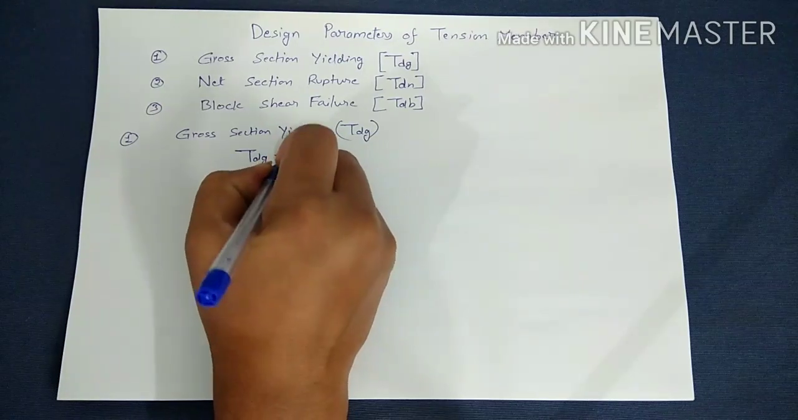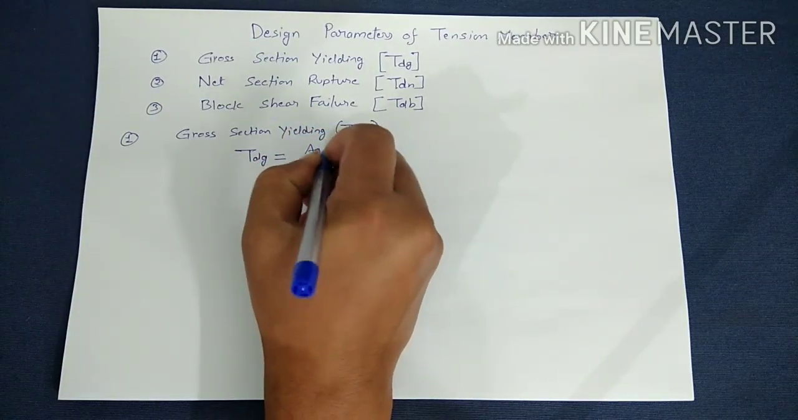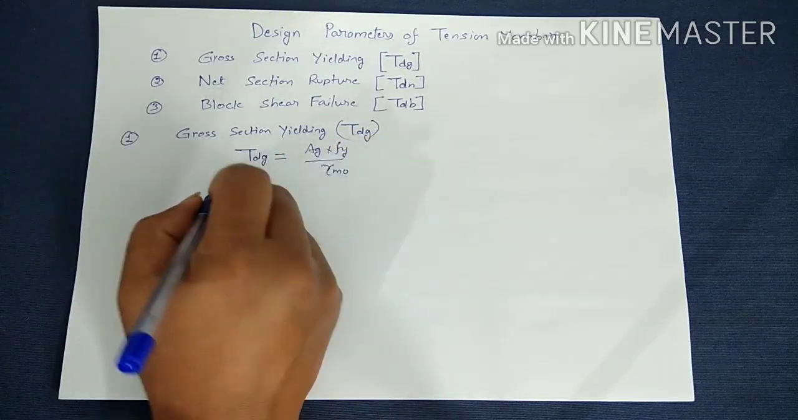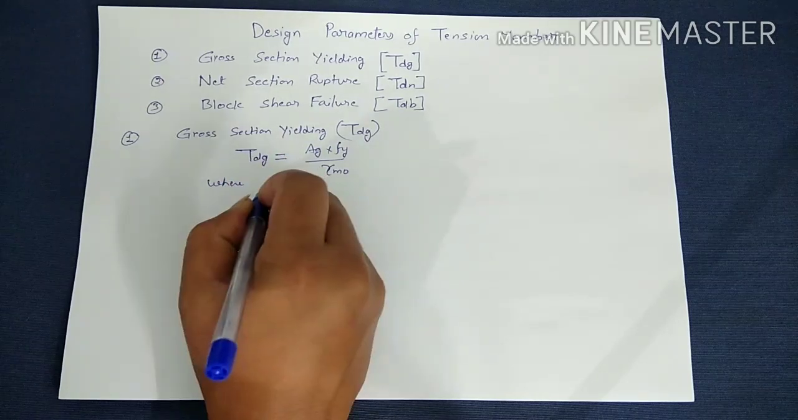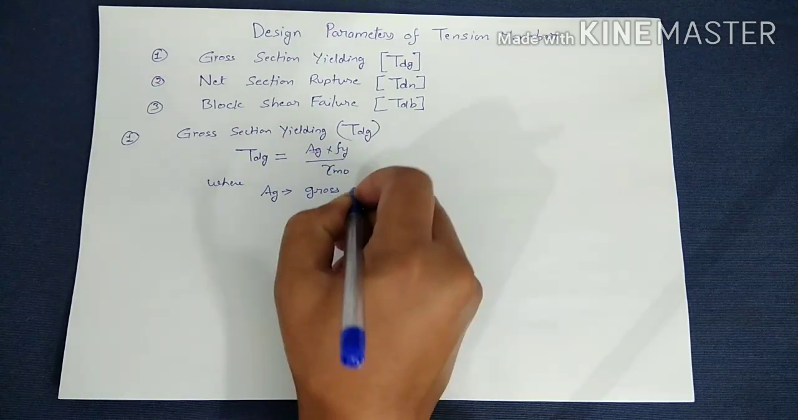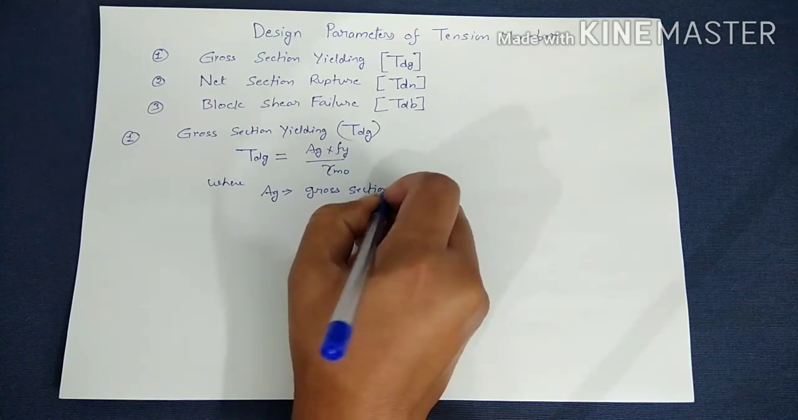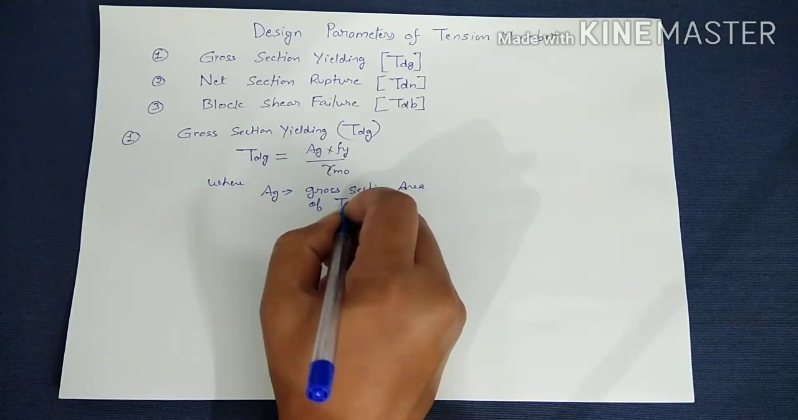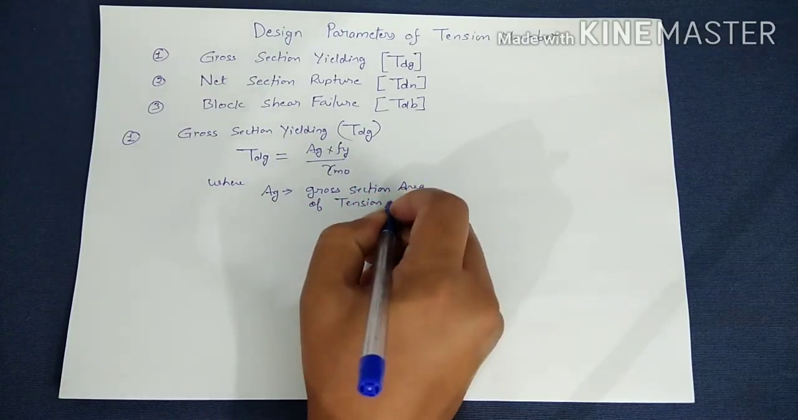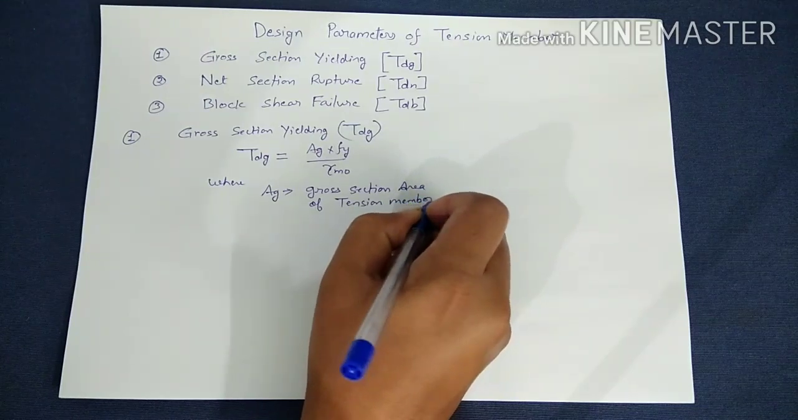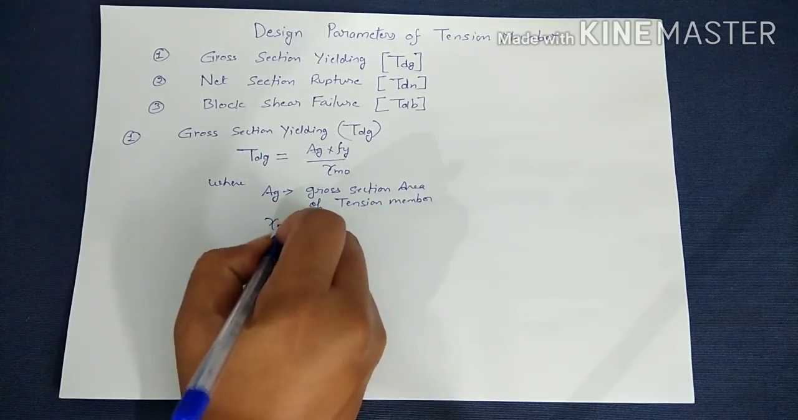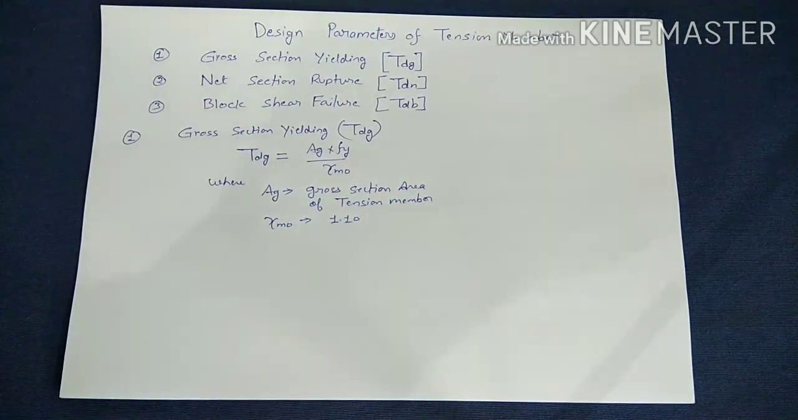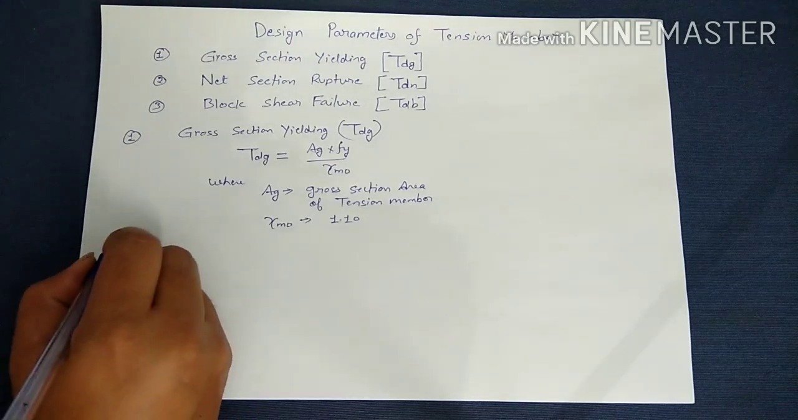TDG equals gross area into Fy upon gamma m0, where Ag is your gross section area of the tension member, and gamma m0 is your partial safety factor whose value is 1.10. Now we will go to net section rupture.